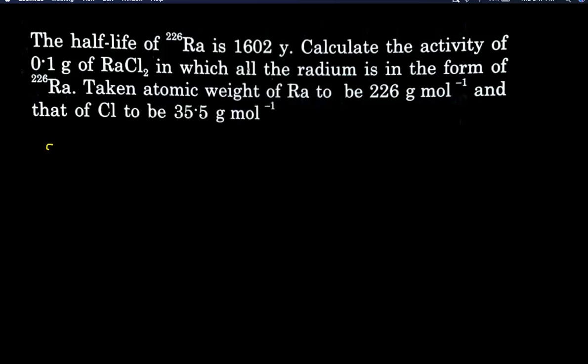Again, the formula is straightforward. You need to find dN by dt, right? This is the activity, which is equal to lambda times N. Lambda is 0.693 divided by T half, that into N. Okay, Shami got something. Others?